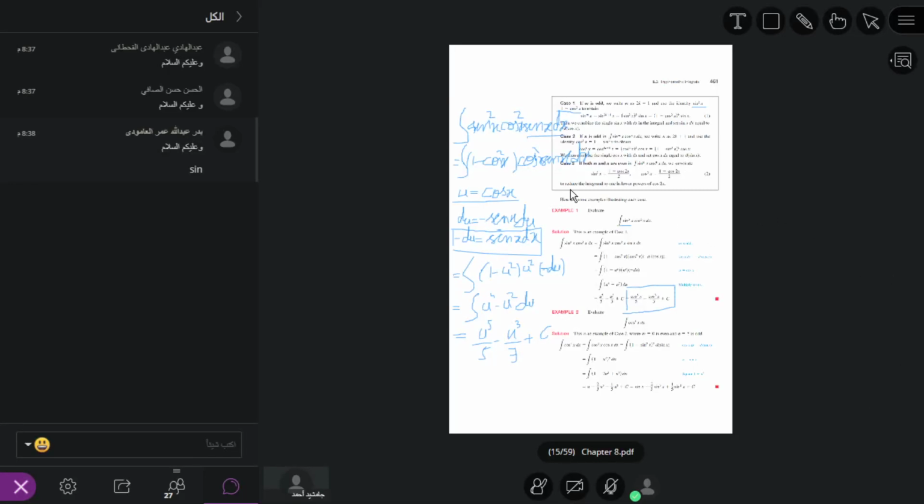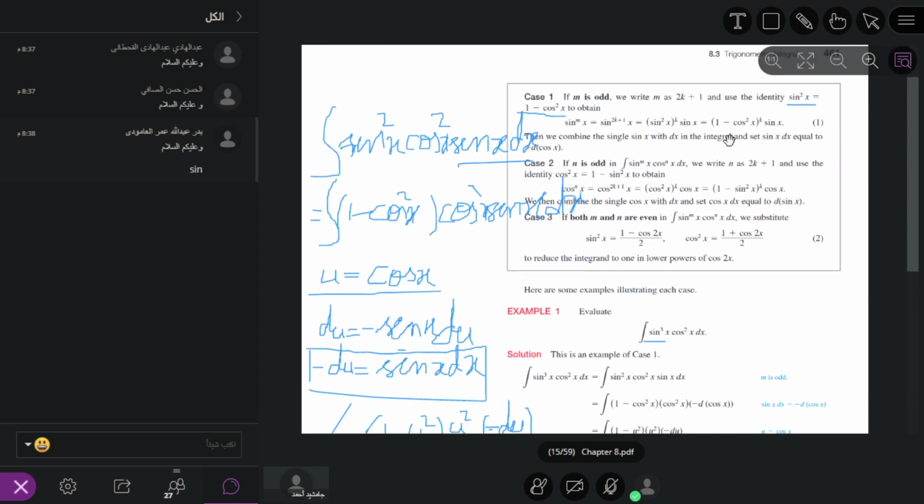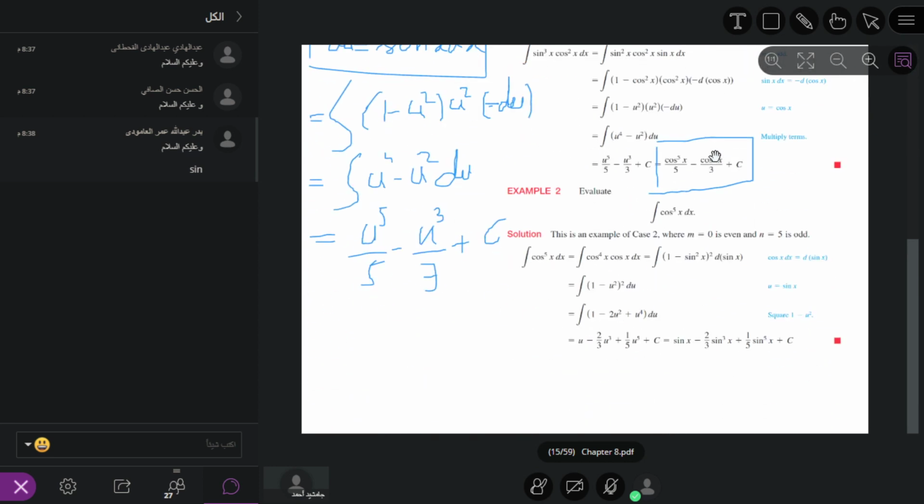Square. Write the remaining in terms of the square. So thus we get sine square x, cosine square x into sine x dx.